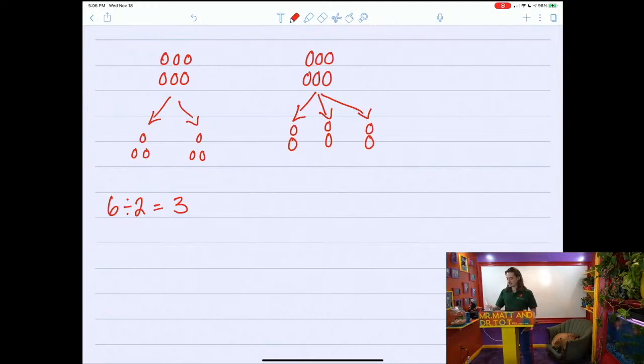The same thing could be true if we took 6 items and just divided it into 1 group. Then it's not really changing at all. We have 6 divided into 1 group means that that 1 group would contain those 6 items. So 6 divided by 1 is equal to 6.